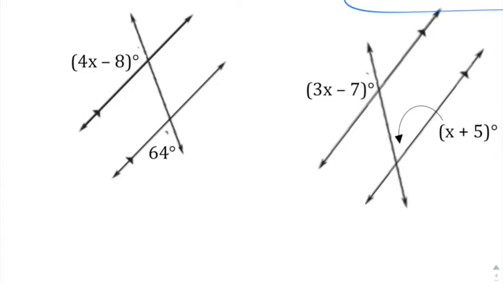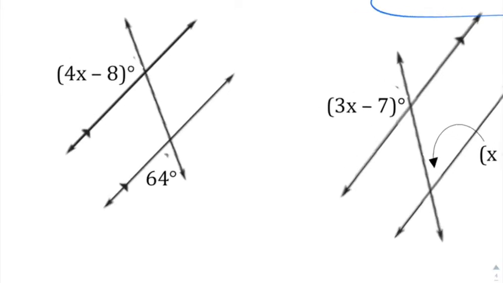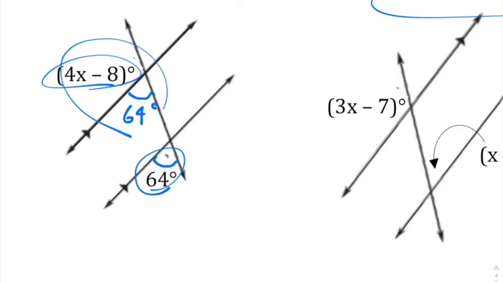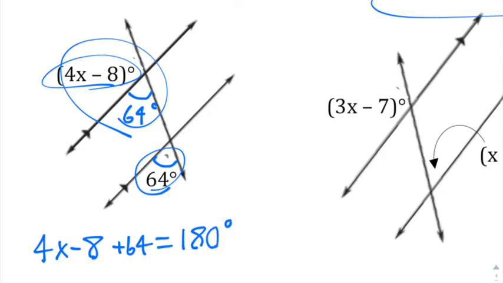Now this one here is a little bit different. We got to be kind of clever on this one. So check this out. You got 64 degrees, and then you got the 4x minus 8. Now, since this angle right here is 64 degrees, I can place that in a corresponding location right there. So I'm going to say this corresponding angle is also 64. Therefore, those two make a linear pair. So I'll go 4x minus 8 plus 64 equals 180, since these two, once again, make a linear pair.